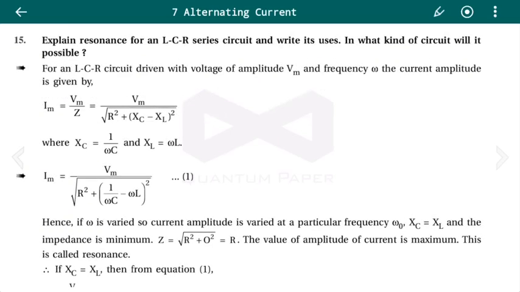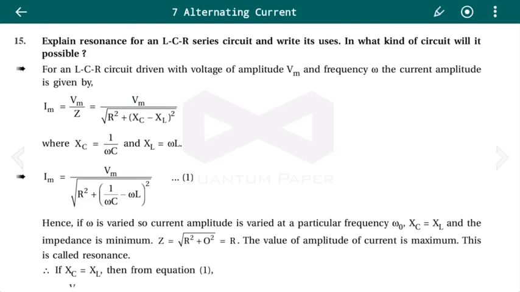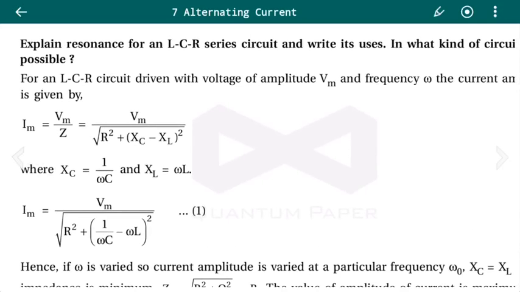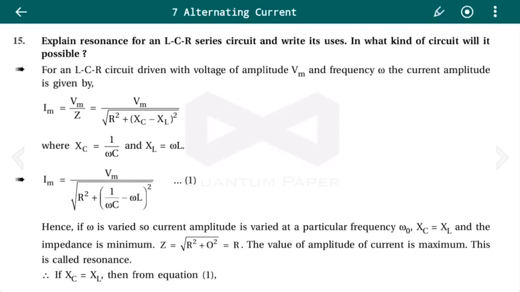Now explain resonance for an LCR series circuit and write its uses. In what kind of circuit will it be possible? Now see, as we have already discussed, resonance is nothing but to get the maximum amplitude for the oscillations. So here we are talking about the resonance for an LCR series circuit. Here we can say that it is the event for which we will be getting the maximum current.